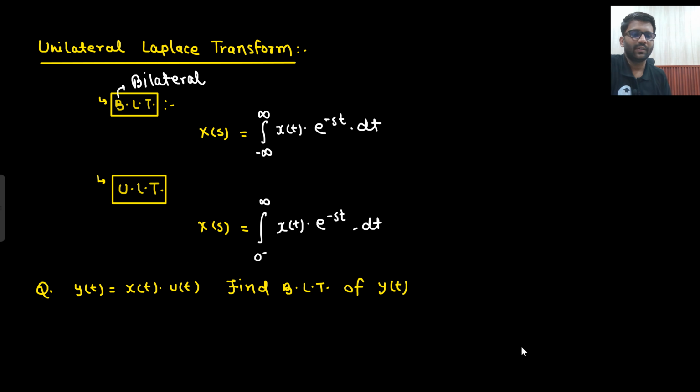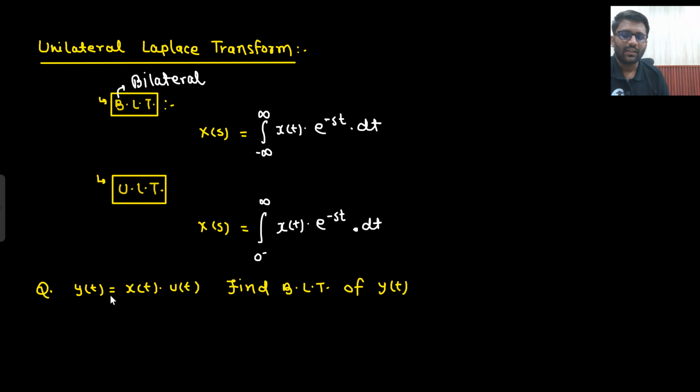Did you understand this point? What is the difference between bilateral and unilateral Laplace transform? In the bilateral Laplace transform, the formula goes from minus infinity to infinity, but in the unilateral Laplace transform, the formula goes from 0 minus to infinity. Sir, when will we use unilateral, when bilateral? You will get to know. If nothing is mentioned, then by default you need to take it as the bilateral Laplace transform. Sir, then why do you need to define the unilateral Laplace transform? In this lecture, you will understand why we need to define it.